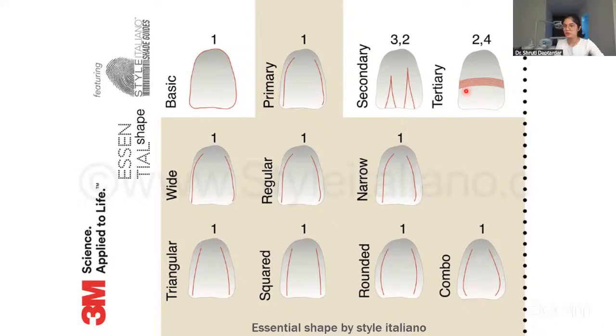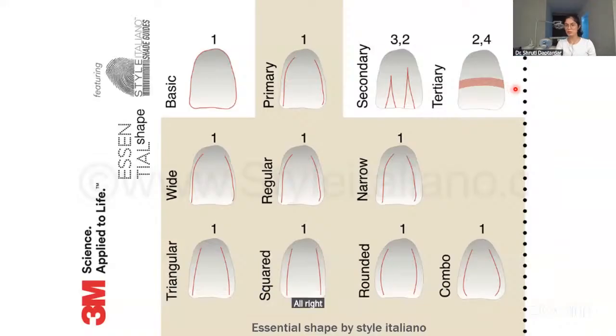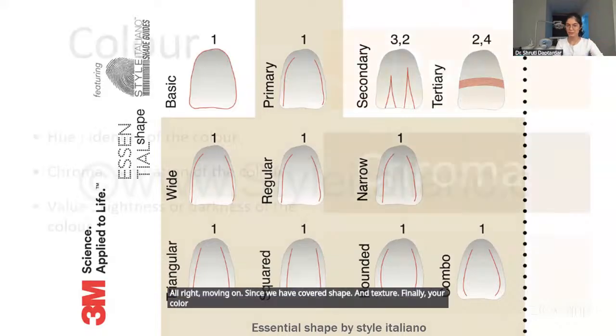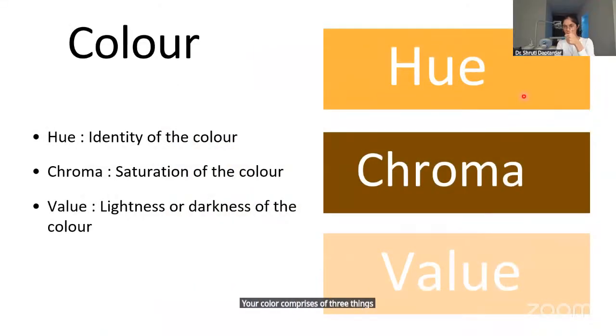And your tertiary surface textures, which is perikymata lines moving from mesial to distal direction. Alright, moving on, since we have covered shape and texture, finally your color. Your color comprises of three things: hue, chroma, and value. Let's understand what all these things mean.